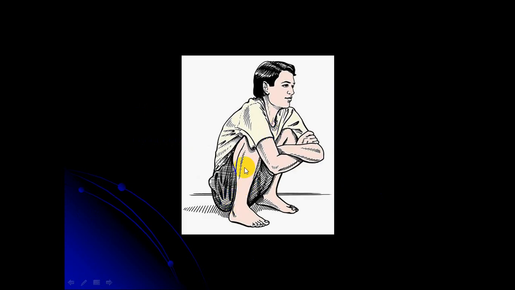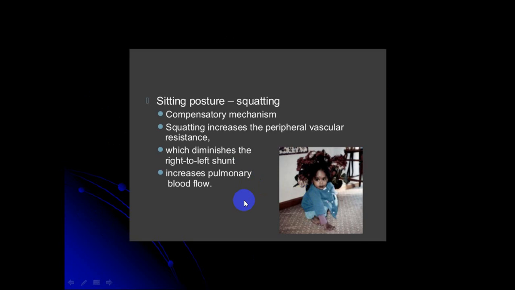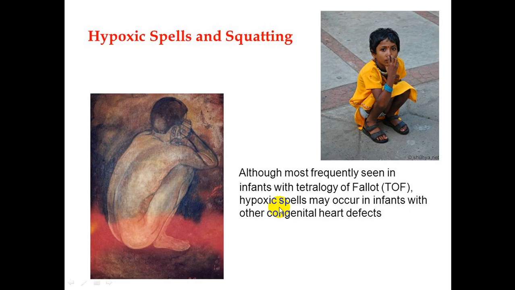The squatting position in the child really is a compensatory mechanism: increase in peripheral vascular resistance with diminished right-to-left shunt, increased pulmonary blood flow, and decreased cyanosis. That's why, as we said, older children assume the squatting position less and it is unusual for them to develop hypercyanotic spells. This is also the squatting position in congenital heart disease, and this is a painting also showing the squatting position.